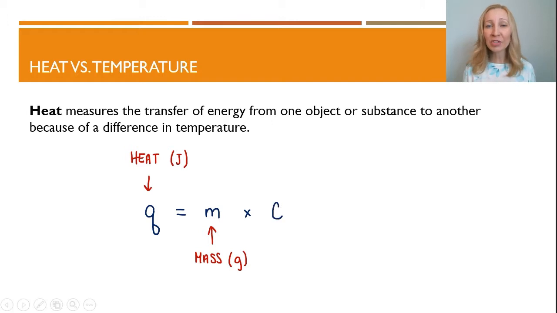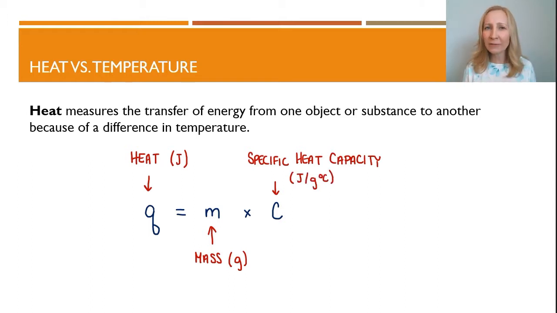The mass of the object or the mass of the substance that you're heating is important, so we include that in our equation. The second thing we include is something called the specific heat capacity. Basically, the specific heat capacity is a measure of how easy it is to heat up a substance. Certain substances heat up very easily, like aluminum, and some substances take a lot more energy. It's a lot more difficult to heat certain other substances, like water, for example, which has a very high specific heat capacity compared to aluminum.